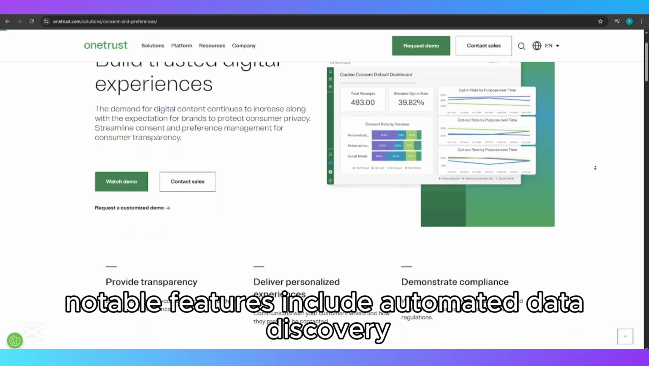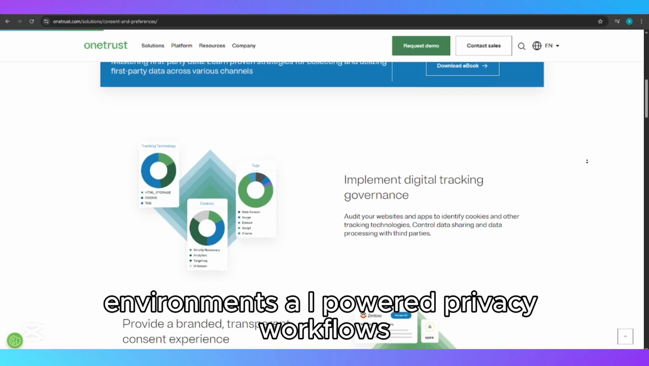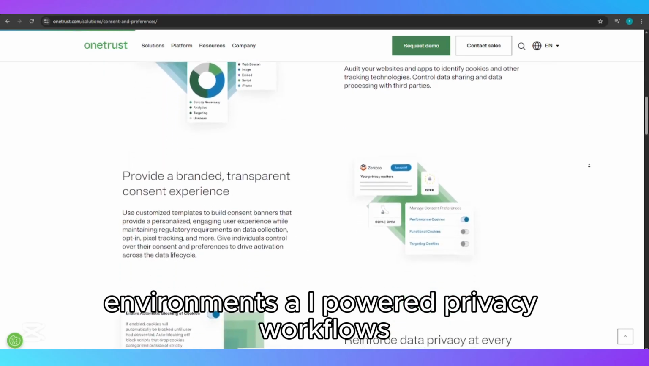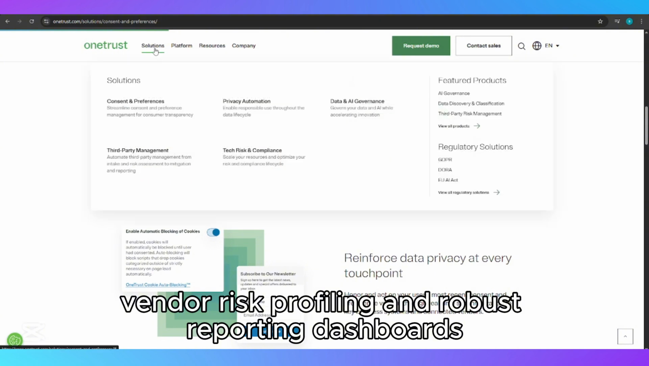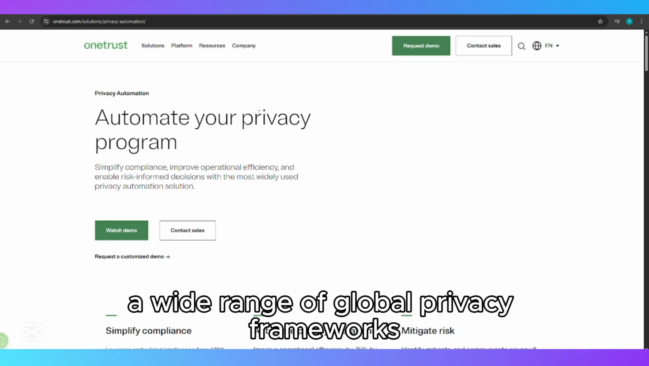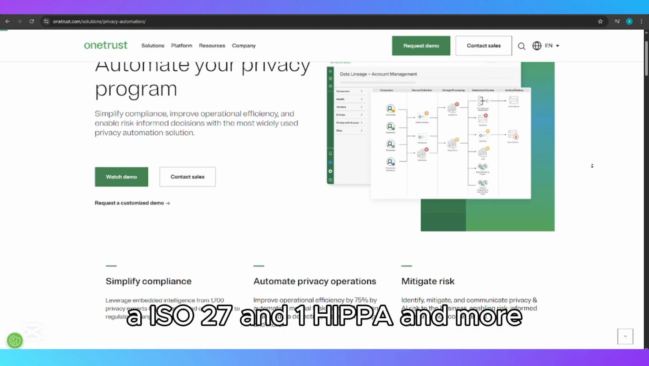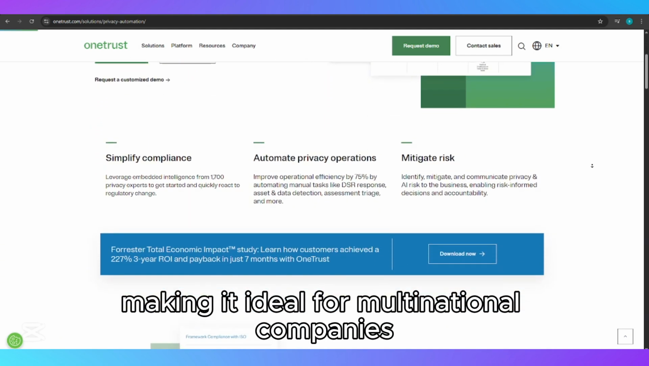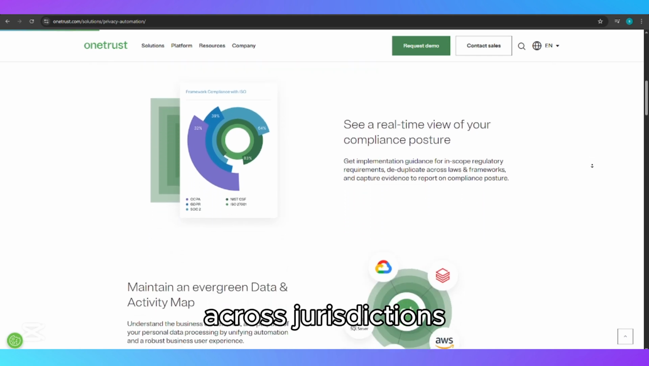Notable features include automated data discovery and classification across cloud and on-prem environments, AI-powered privacy workflows, customizable assessments, vendor risk profiling, and robust reporting dashboards. OneTrust also supports a wide range of global privacy frameworks, including GDPR, CCPA, ISO 27001, HIPAA, and more, making it ideal for multinational companies that need to stay audit-ready across jurisdictions.